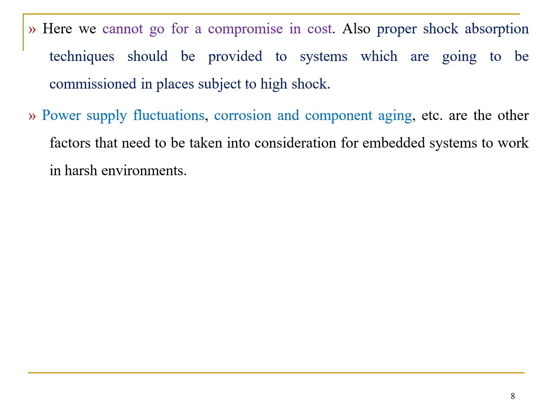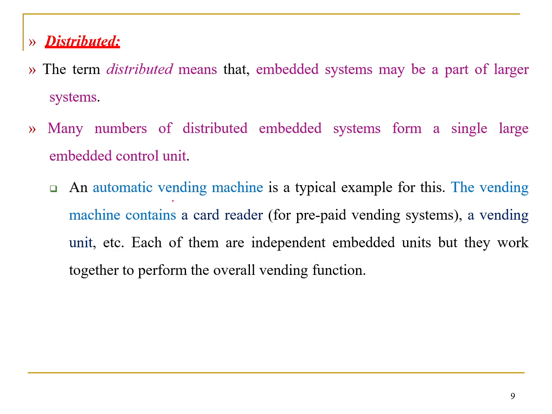Moving on to the next characteristic, distributed. Distributed means that when you speak about an embedded system, not all embedded systems are packed inside a single package. It will have different components. It may have sensors somewhere, actuators somewhere else, and displays somewhere else. So whatever peripherals are present in the embedded system, if they are distributed in various parts of the environment, you can call that embedded system a distributed one.